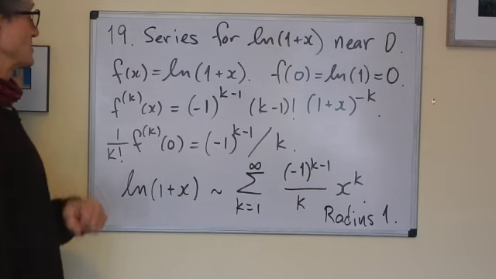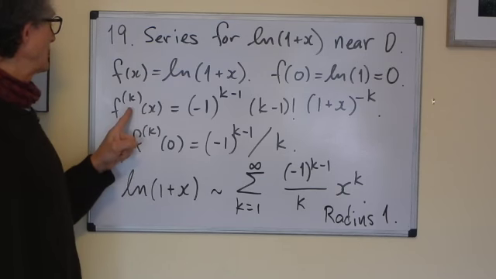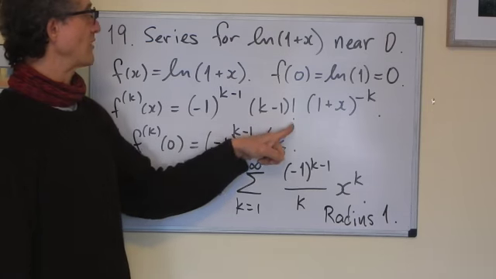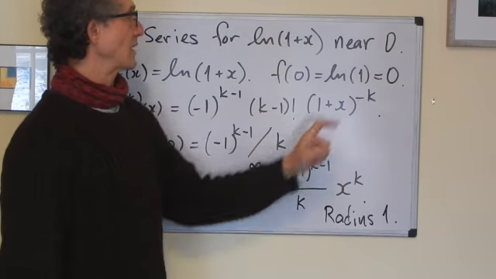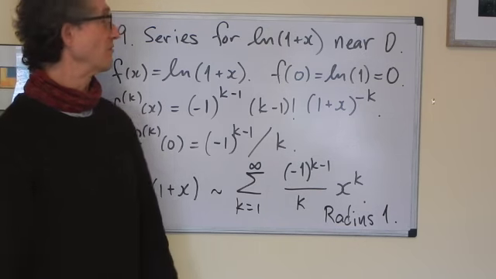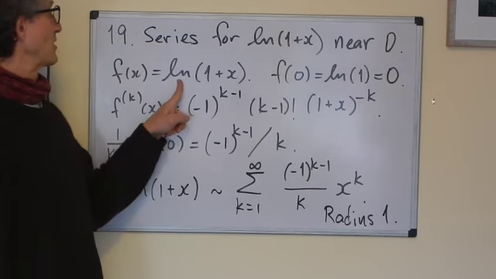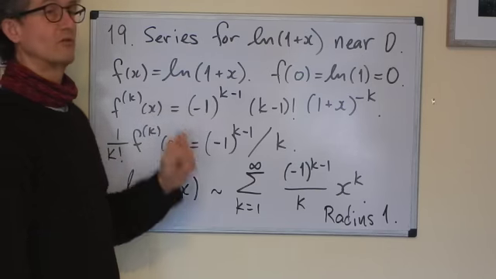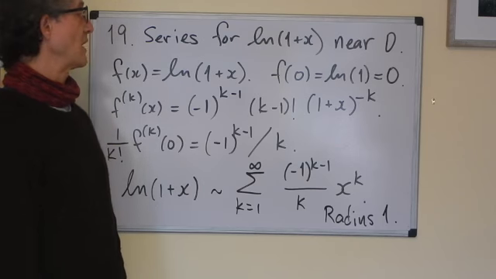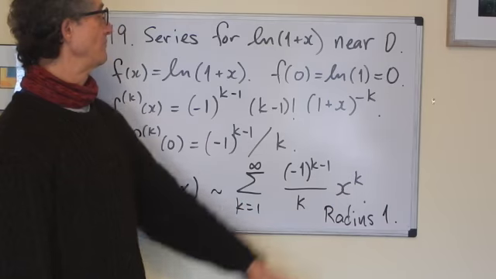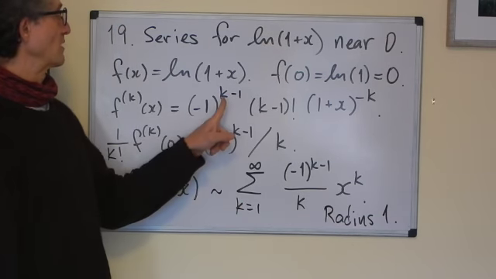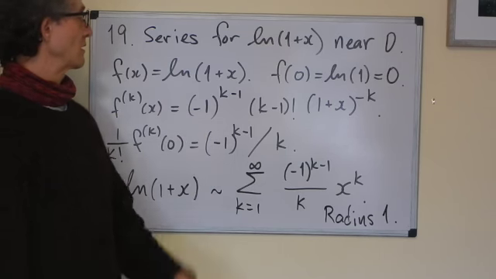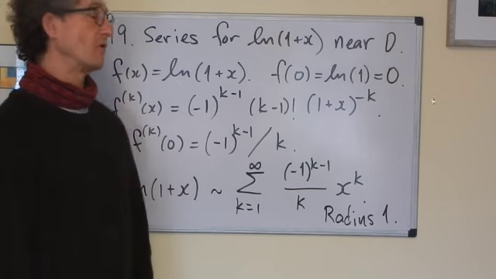So the constant term in the series is going to be 0. Then if we differentiate k times, we get minus 1 to the k minus 1 times k minus 1 factorial times 1 plus x to the minus k. Let's just make sure that we believe this. The derivative of log of 1 plus x is 1 over 1 plus x times 1, so just 1 over 1 plus x. And that is 1 plus x to the minus 1. And when k is equal to 1, 1 minus 1 is 0, minus 1 to the 0 is 1, and 0 factorial is by definition 1.